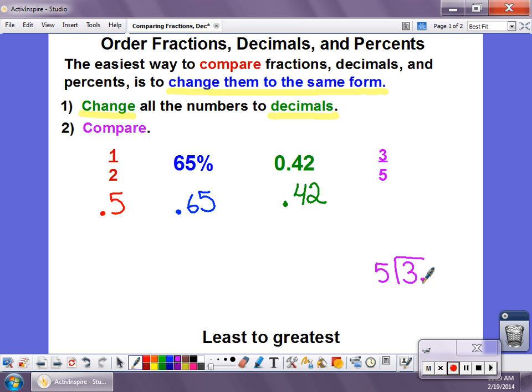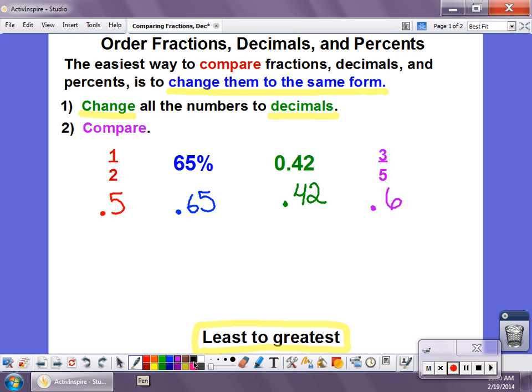3 can't be divided by 5, so I'm going to add that decimal and that 0. 30 can be divided by 5 6 times, so my decimal equivalent of 3/5 is going to be 6/10. Now that they're all decimals, I can compare them. And eventually what I want to do is put them in order from least to greatest. That's what I'm told down here.